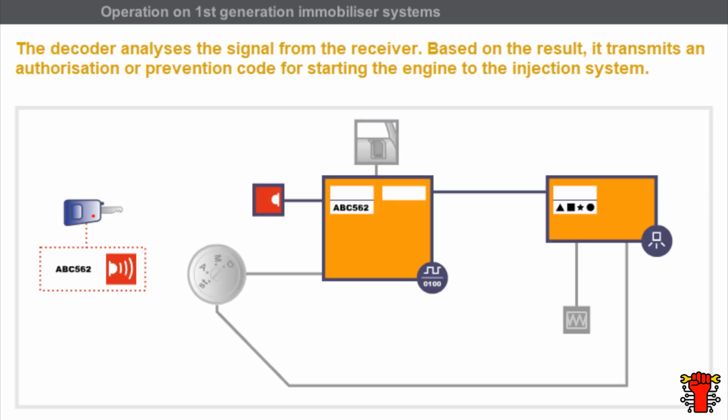Now we shall look at the operation of the decoder and injection system. The decoder is a coded electronic unit that analyzes the electrical signal from the receiver and transmits an authorization or prevention signal for starting the engine to the injection system. When the code transmitted by the key is correct, the decoder unlocks the doors and boot. At the same time, the decoder calculates an authorization code to transmit to the injection system.